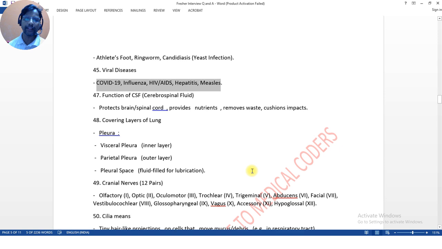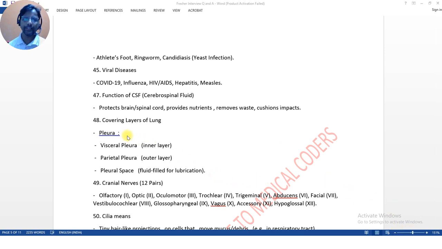So what is the function of CSF? Basically, in short form we call it cerebrospinal fluid. So what is the function of cerebrospinal fluid? Basically, this cerebrospinal fluid provides cushion and protects the brain and spinal cord, and also provides nutrients, removes waste, as well as cushions impacts. So just try to remember, whenever you see cerebrospinal fluid, don't think that this fluid is available only in the brain. Cerebrospinal fluid is available in the spinal cord also, and it provides nutrients, removes waste, and cushions impacts.